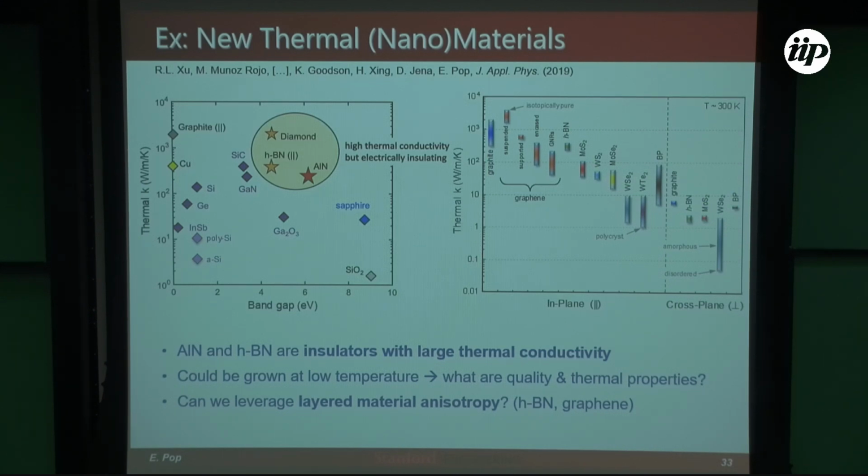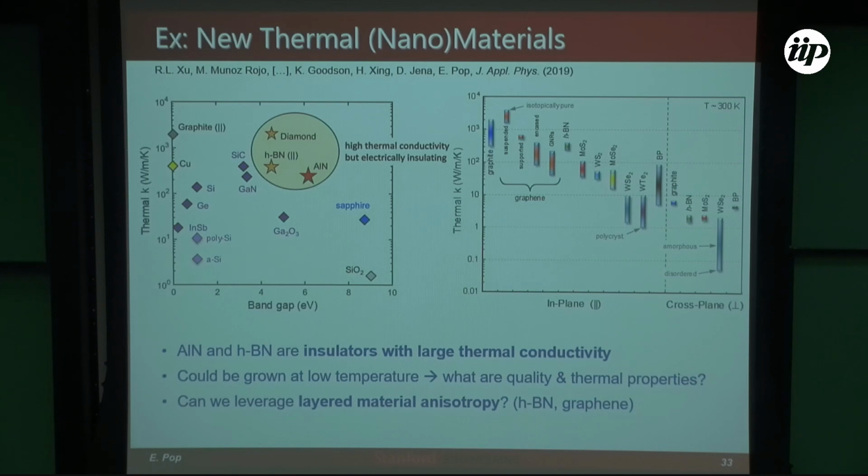Out of plane, the thermal conductivities are quite low. I think for heat spreaders, probably what we care about is just the ones up here, graphite and boron nitride. Everything else is actually a little bit worse. But what we're struggling with right now is, can we grow boron nitride and aluminum nitride at sufficiently low temperature where it can be integrated with silicon?